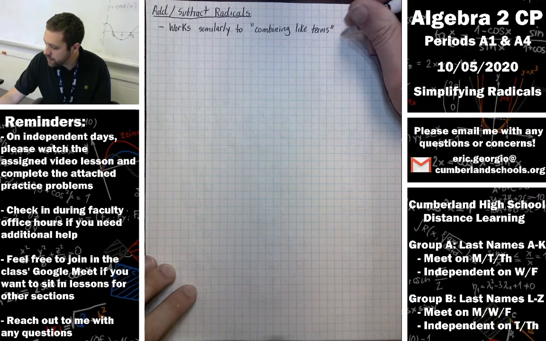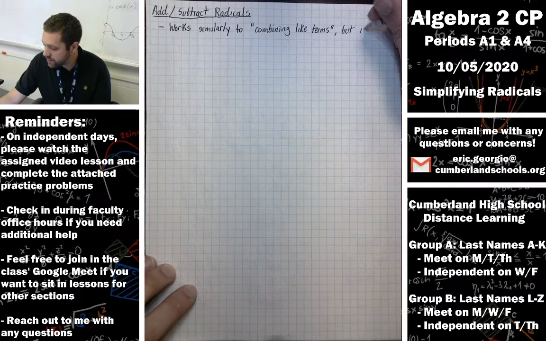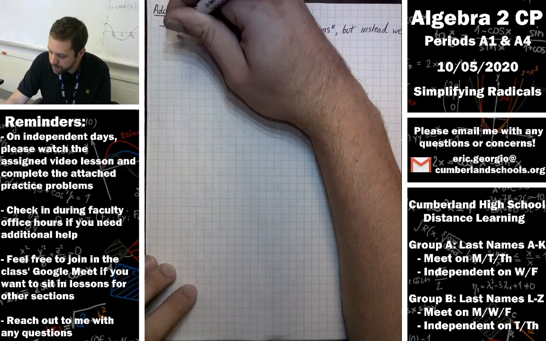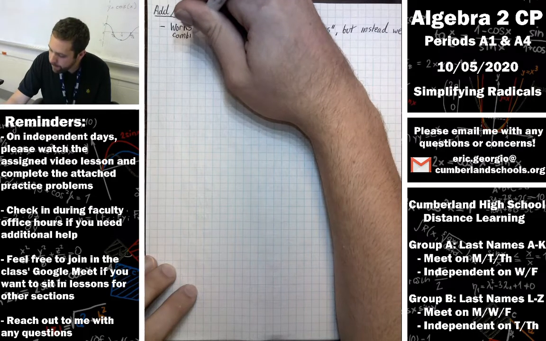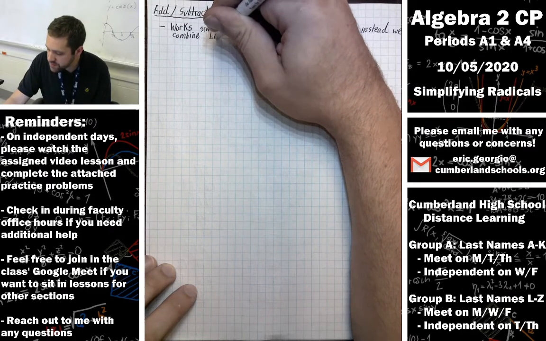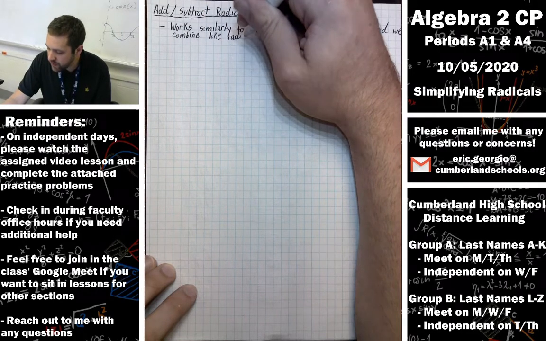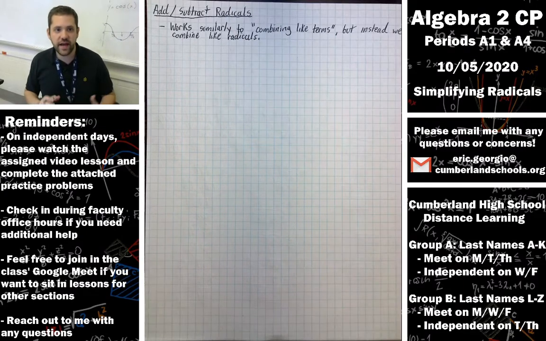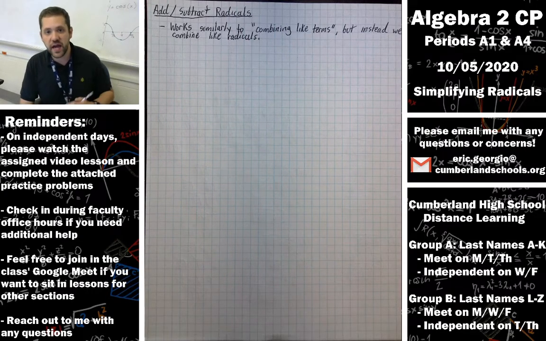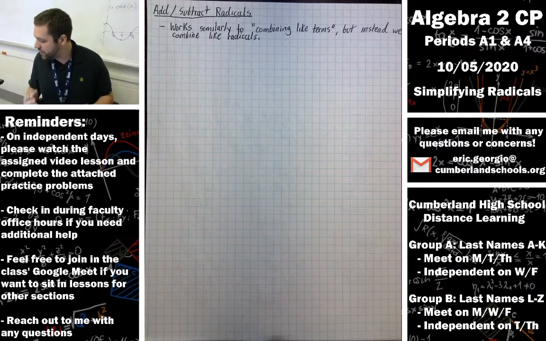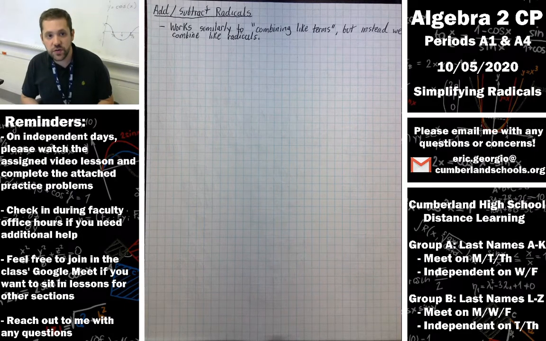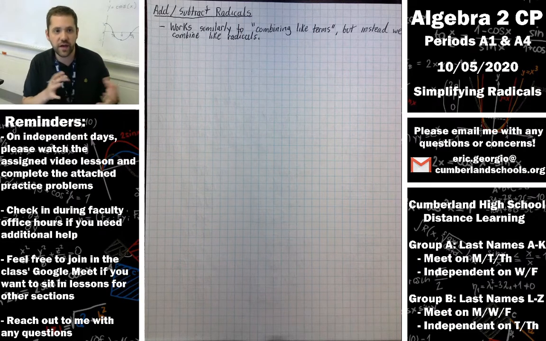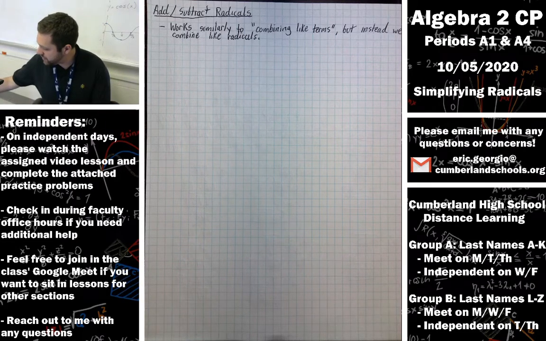Okay? But instead, we combine like radicals. So in that respect, the radical is almost treated like a variable in the sense that if we have 2x plus 3x, that would make 5x. Likewise, if I have 2 square roots of 2 plus 8 square roots of 2, that would make 10 square roots of 2. Those constants get added together. Let me show you a couple of examples.